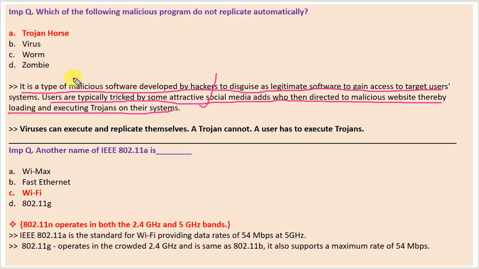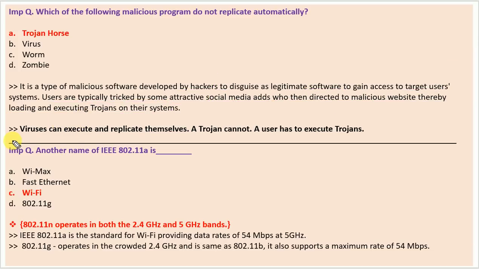So this is a type of virus, but we cannot say it's a virus, because viruses can execute and replicate themselves. The most important point related to viruses, being an information security engineer, you should know, is that viruses can execute and replicate themselves, but Trojan cannot. Trojan is a part of the virus family, but Trojan cannot replicate automatically. Okay, the user has to execute the Trojan.